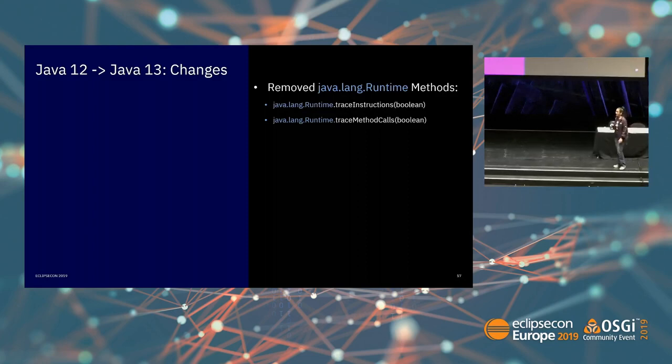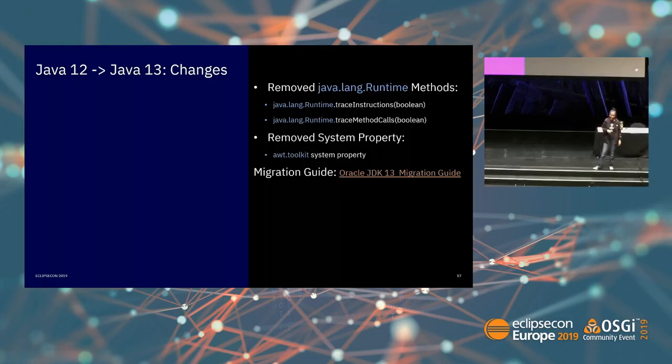13 is a very small list. The trace instructions method got removed and a trace method calls, and the AWT toolkit system property got removed as well. And I included a link here.